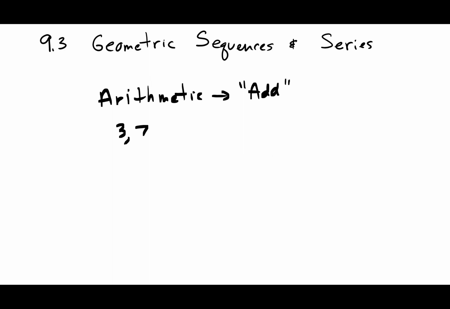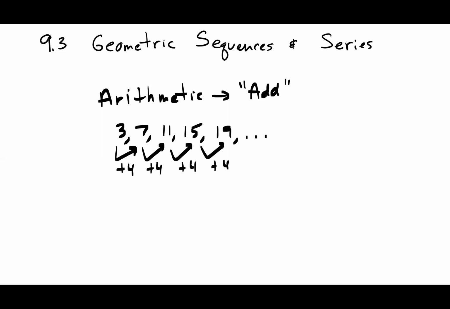So let's do an arithmetic sequence from 9.2. I've got 3, 7, 11, 15, and 19, and so on. If this is an arithmetic sequence, which it is, we should be able to add a d value to go to the next level. So 3 plus 4 gets you the 7, and then 7 plus 4 gets you 11, and so on and so forth. Add 4 here, add 4 there, and voila. It keeps on going. Arithmetic sequence.